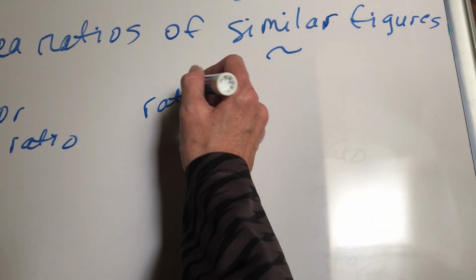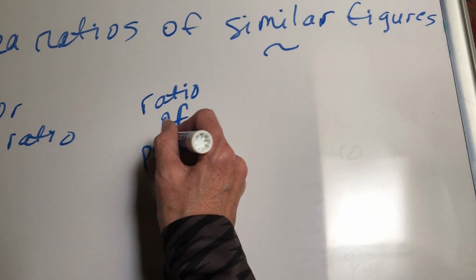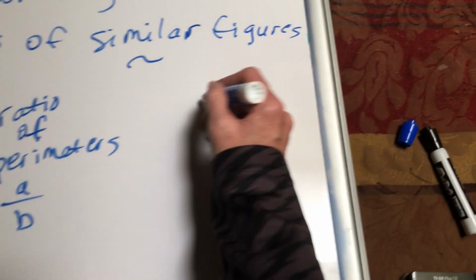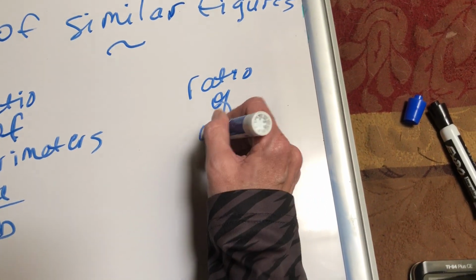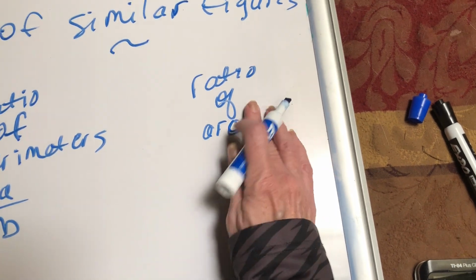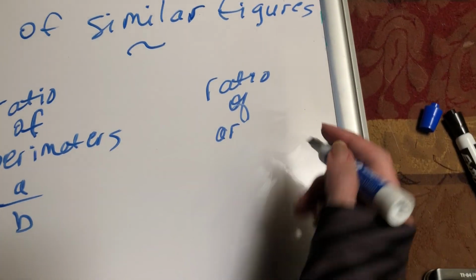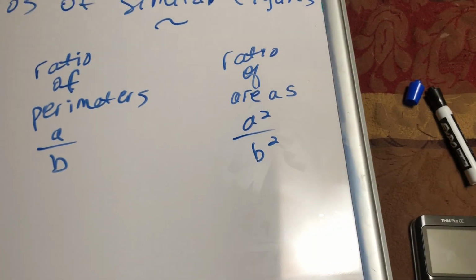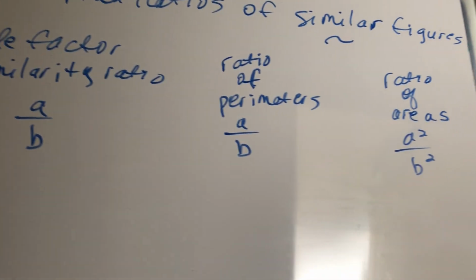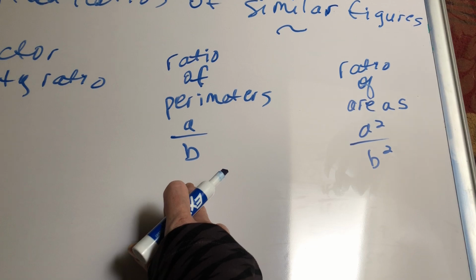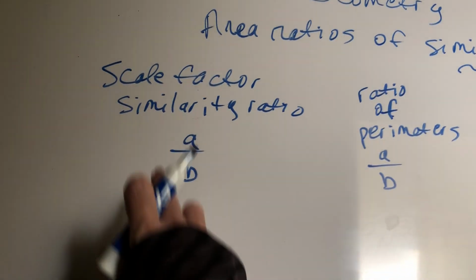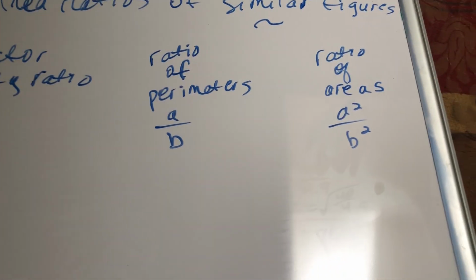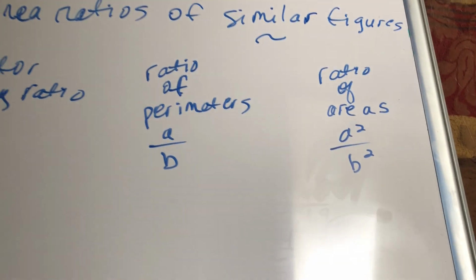The ratio of perimeters is A to B. Then the ratio of the areas is A squared to B squared. Ratio of the volumes would be A cubed to B cubed, but we're not talking about that yet. We're going to use the ratio of perimeters and the ratio of the areas. We'll be given a scale factor or similarity ratio for the figures, and then we'll need to find a missing perimeter or missing area, something like that.